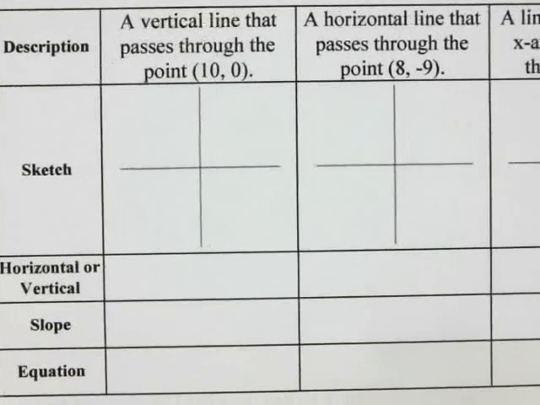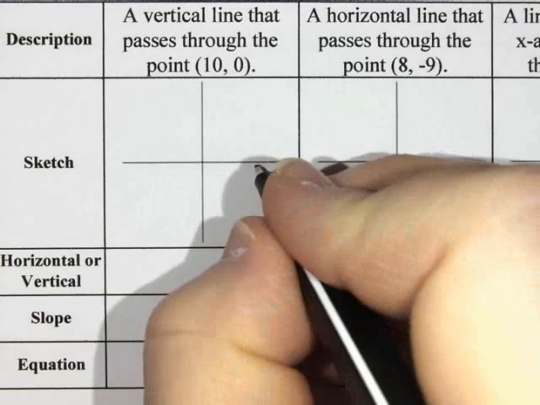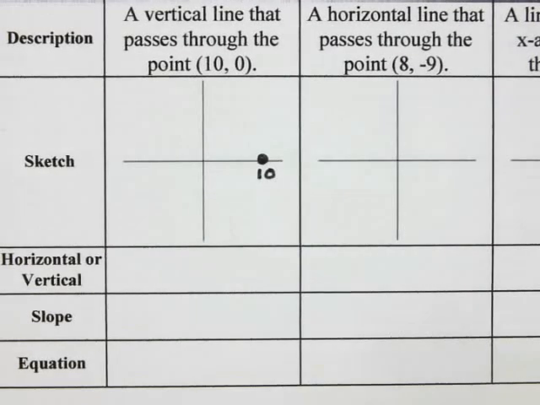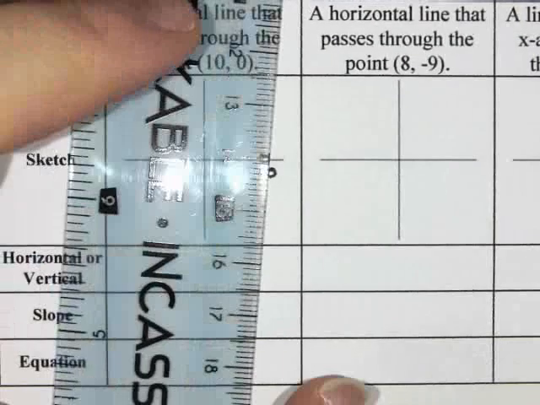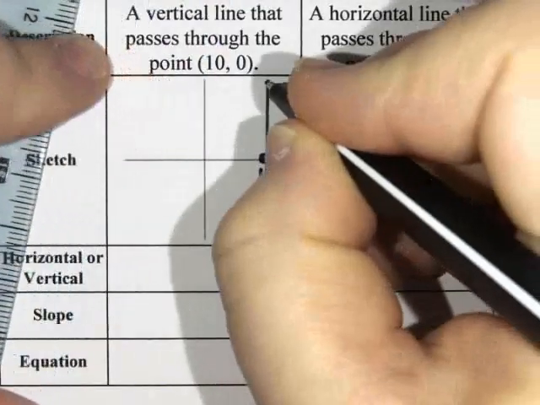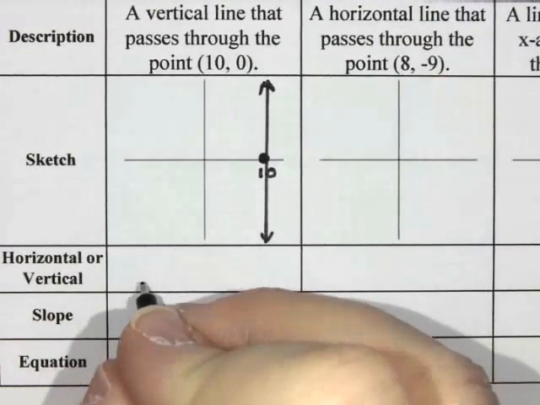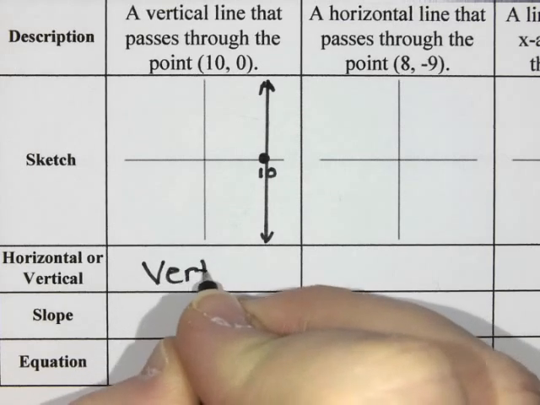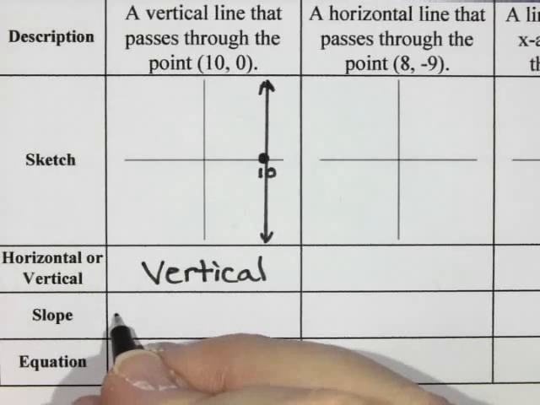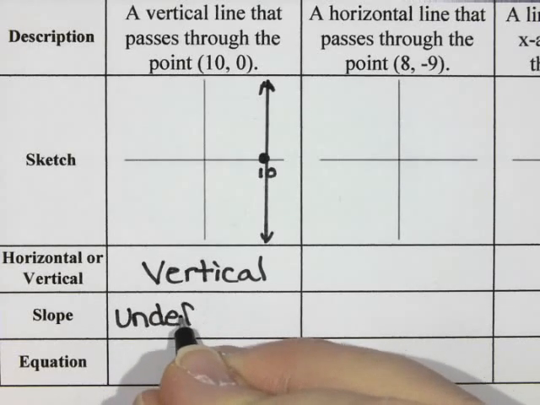It says a vertical line that passes through the point 10 and 0. So 10 and then 0 means it didn't go up or down, so that's just that. And it's vertical. Vertical is up and down. So it would look a little something like that. Is this horizontal or vertical? Well, it told me in the question it was vertical. And the slope of any vertical line is undefined. You could also write infinity.